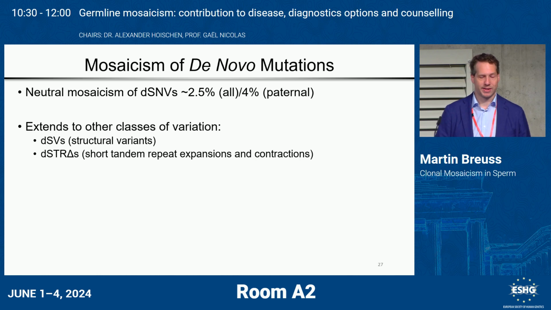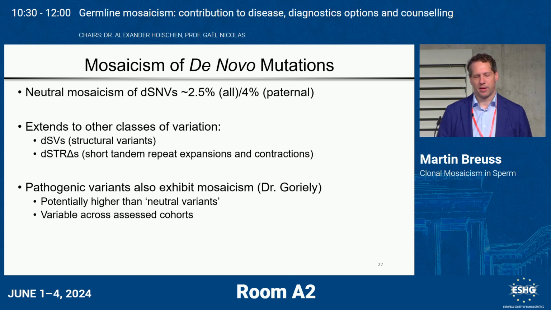We also were able to extend this kind of principle to other classes of variation, in our case structural variants and short tandem repeat expansions and contractions. As we discussed in the lecture before, pathogenic variants also exhibit mosaicism. So there is this interesting phenomenon that it might potentially be higher than neutral variants.